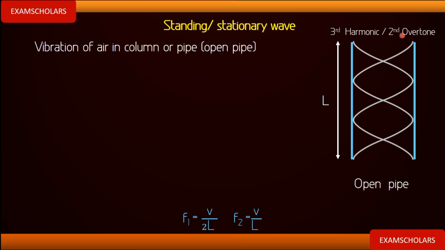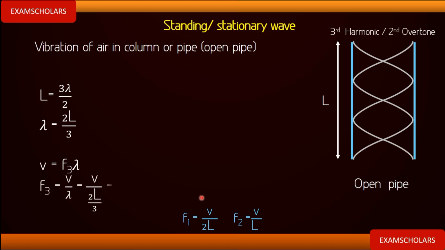Let's count the number of oscillations. You can see that it's 1.5. From here to here is 1, here half, 1.5, or 3 lambda over 2. Or let's count it: 1, 2, 3, 4, 5, 6. 6 out of 4. That's 3 lambda over 2. So we have L equals 3 lambda over 2. You have lambda equals 2L over 3. Then V equals F3 lambda, and F3 equals V over lambda. When you put the value of lambda, you have V over 2L over 3, then you have 3V over 2L.